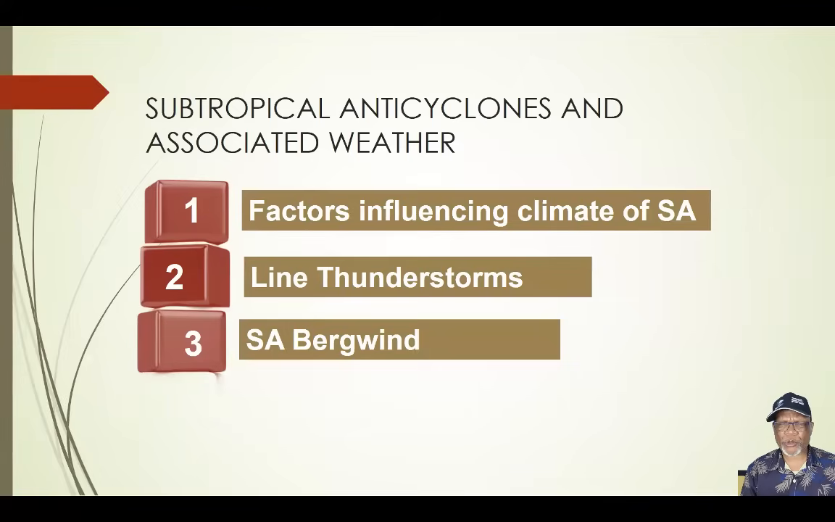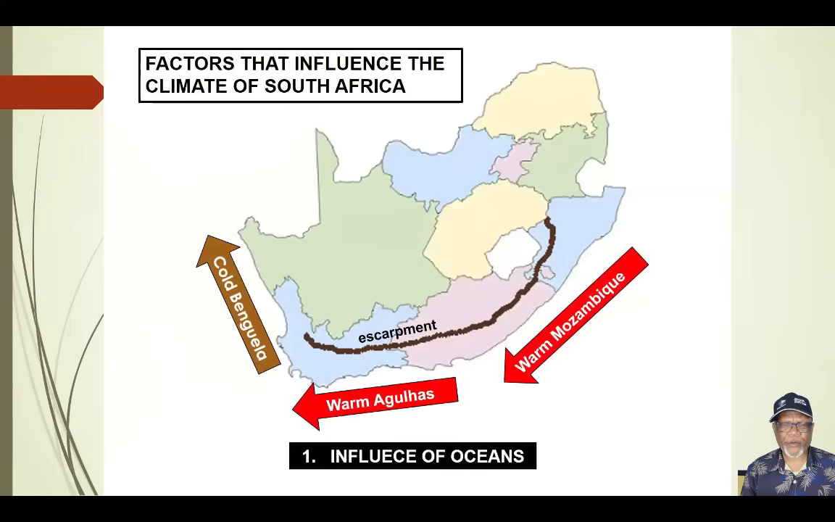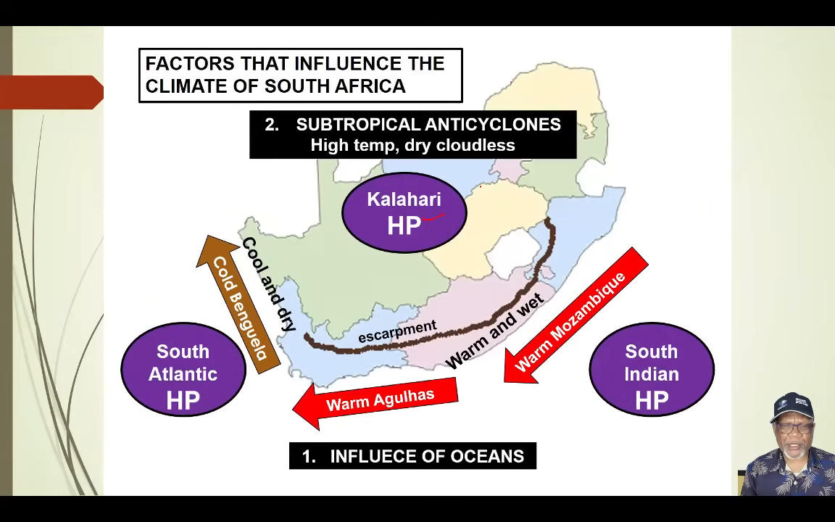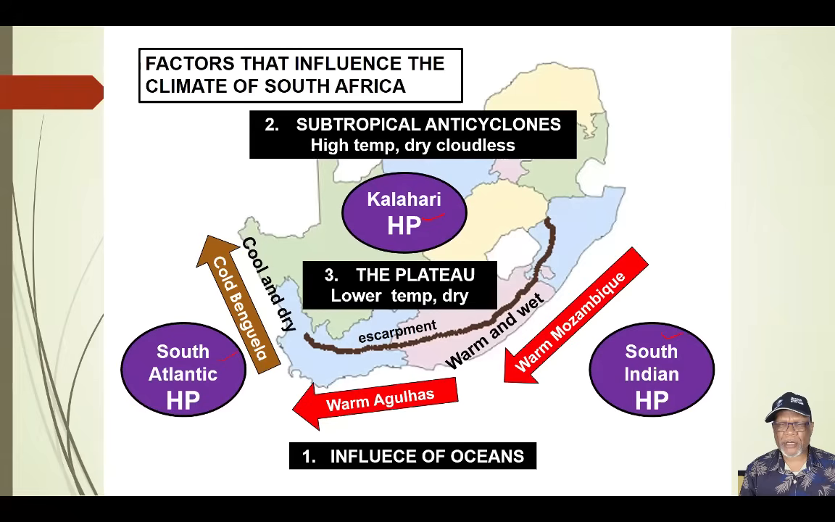Now let's look at the subtropical anticyclones. What do we have? We have three anticyclones. We have Kalahari, which is in the interior, South Atlantic, which is on the west, and South Indian on the east. So the anticyclones, what do they do? This one is blowing on a cold ocean, this one on the warm ocean. So the two air masses blow towards the interior, and we have already spoken about the system that will develop here. The two air masses form.